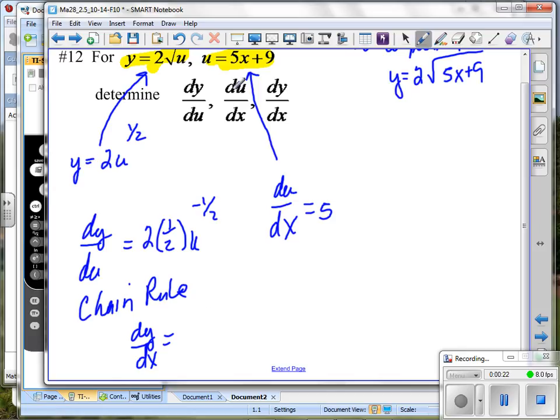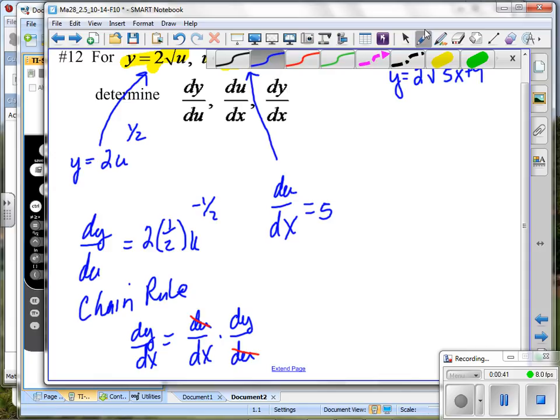It's kind of nice when you do it so that you can see them side by side, but I could do du dx times dy du. It doesn't make any difference. It's nice when I do it the other way around, but it doesn't have to be that way, because even here, my du's cancel.